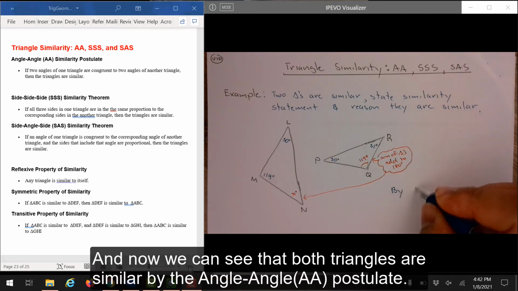And now we can see that both triangles are similar by the angle-angle postulate.